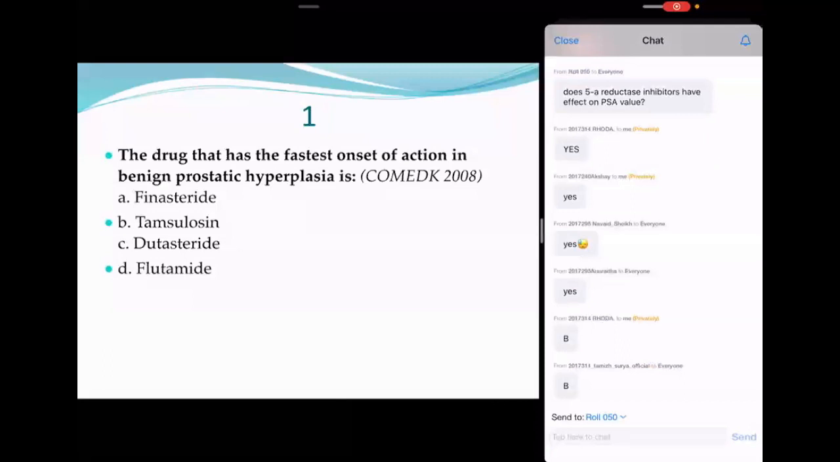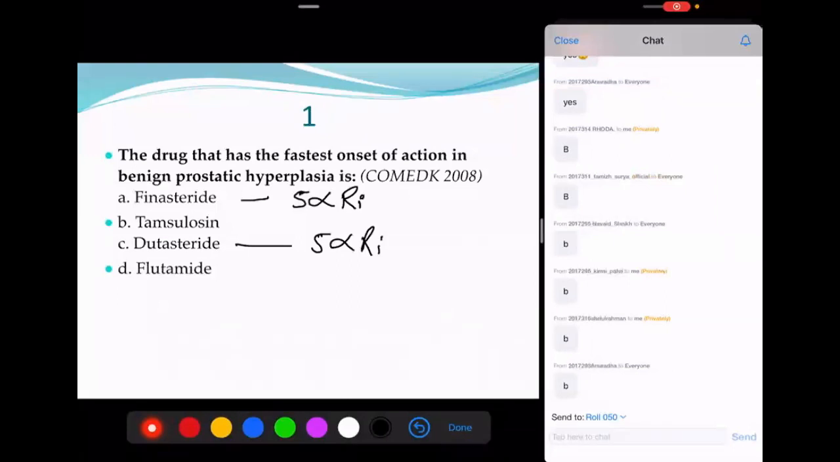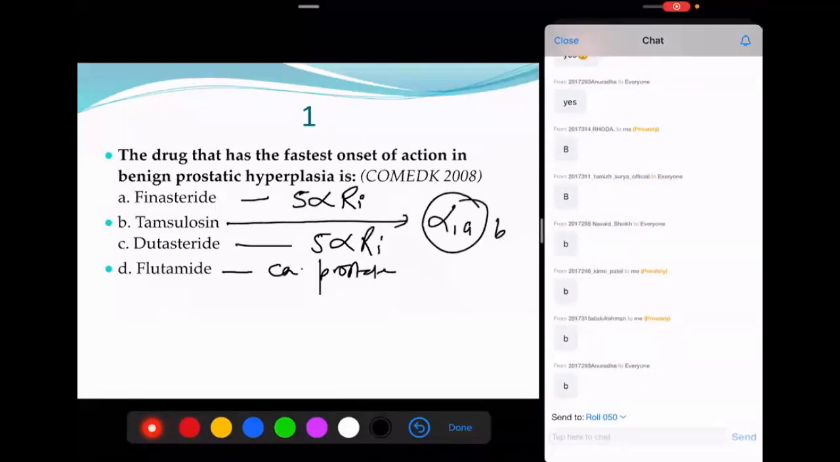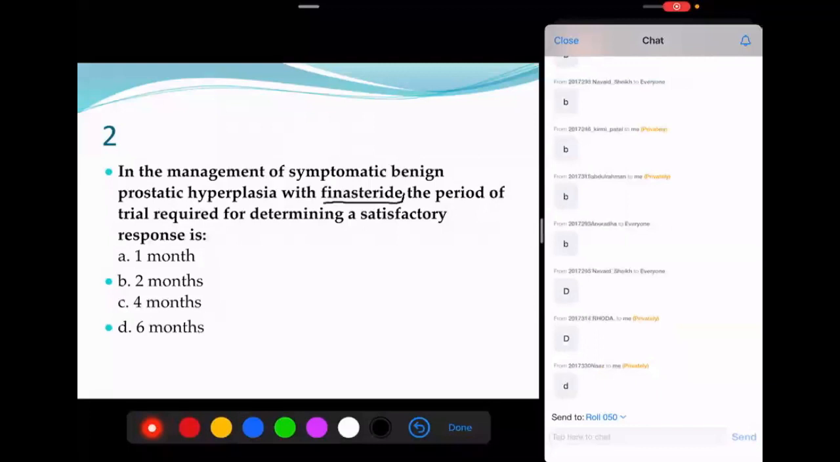Fastest action is done by alpha blockers, right? Finasteride is a 5-alpha reductase inhibitor. Dutasteride is a 5-alpha reductase inhibitor. Flutamide is for cancer prostate. We'll discuss that later on in prostate. This is an alpha 1A blocker having a rapid onset of action. Finasteride is a 5-alpha reductase inhibitor, and it takes a lot of time to work, at least 6 months.